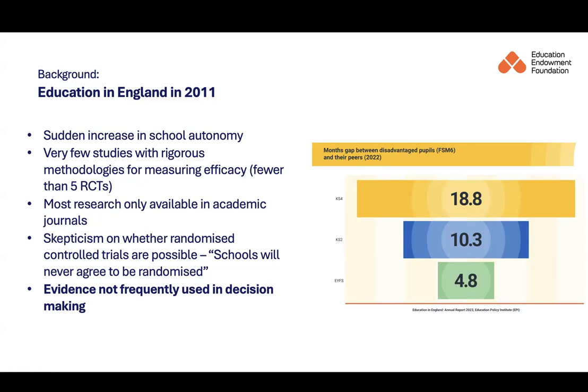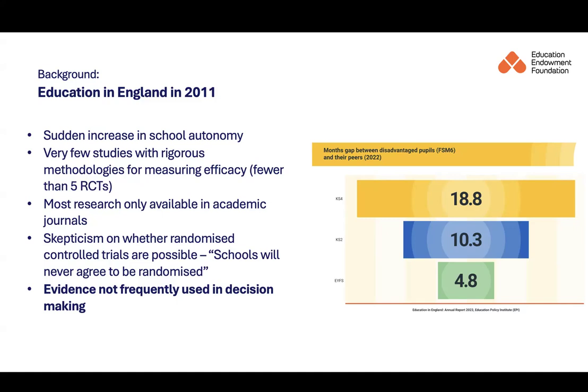So, by our count, we think there are fewer than five randomized control trials in England. Also, relatively few quasi-experimental designs. Most evidence was brief surveys or opinions of the impacts of things rather than things that really measured impact. When research did happen, it was mainly available in academic journals, and most of those journals were paywalled, and it was written in academic language. It was very much researchers talking to researchers rather than researchers talking to schools or policymakers. And there was skepticism over whether this could ever change.